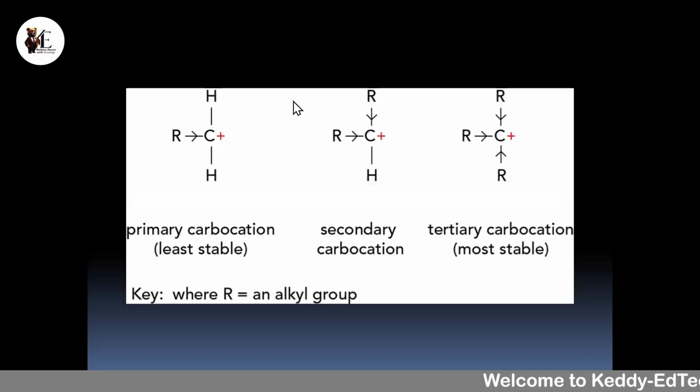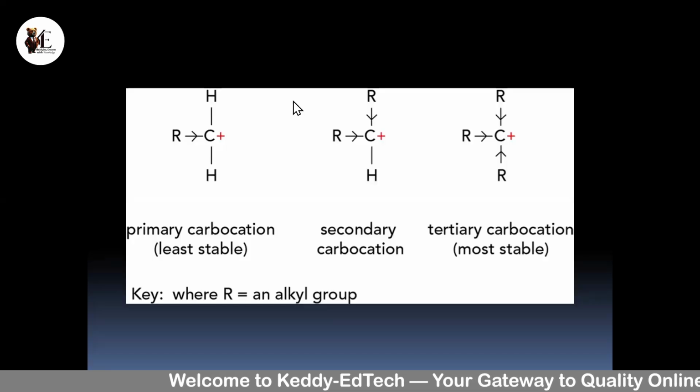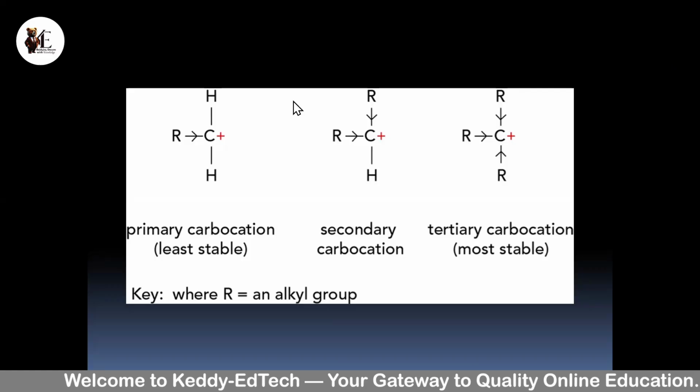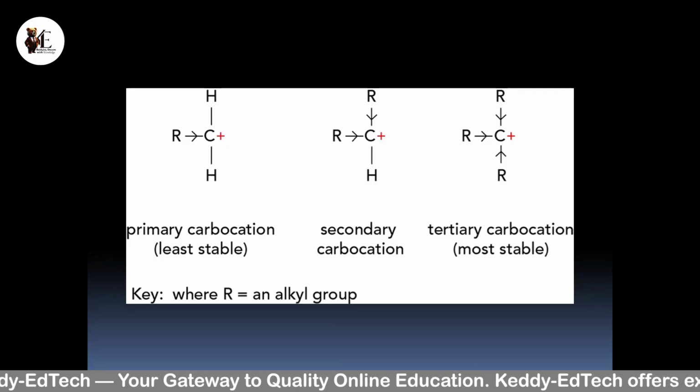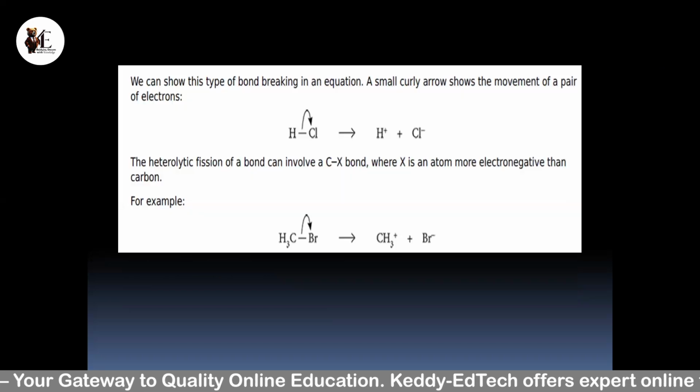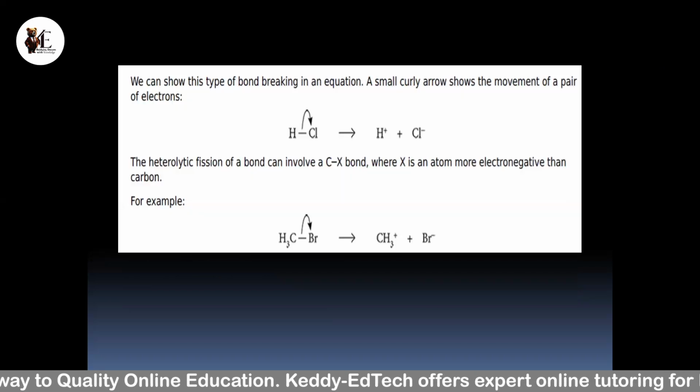Two electrons break homolytically, right? The formation of free radicals happens in homolytic fission. But in heterolytic fission, the electrons in the bond are completely transferred, and we have a formation of a carbocation and an anion. As we have discussed, we have a formation of carbocation and anion in heterolytic cleavage.